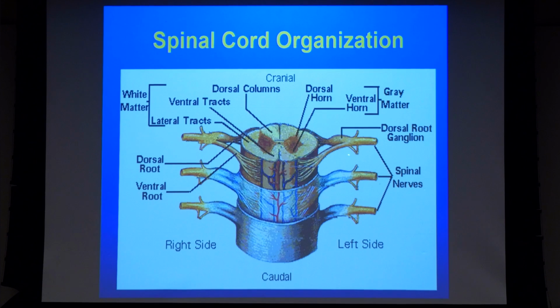The dorsal root ganglia have the neuronal cell bodies of all somatosensory neurons. Those somatosensory neurons will then extend into the central nervous system. And in some cases, they'll synapse directly onto lower motor neurons for the reflex. And the lower motor neuron then exits the cord through the ventral root and then out into the spinal nerves. So that's the structure, a three-dimensional view of the spinal cord.